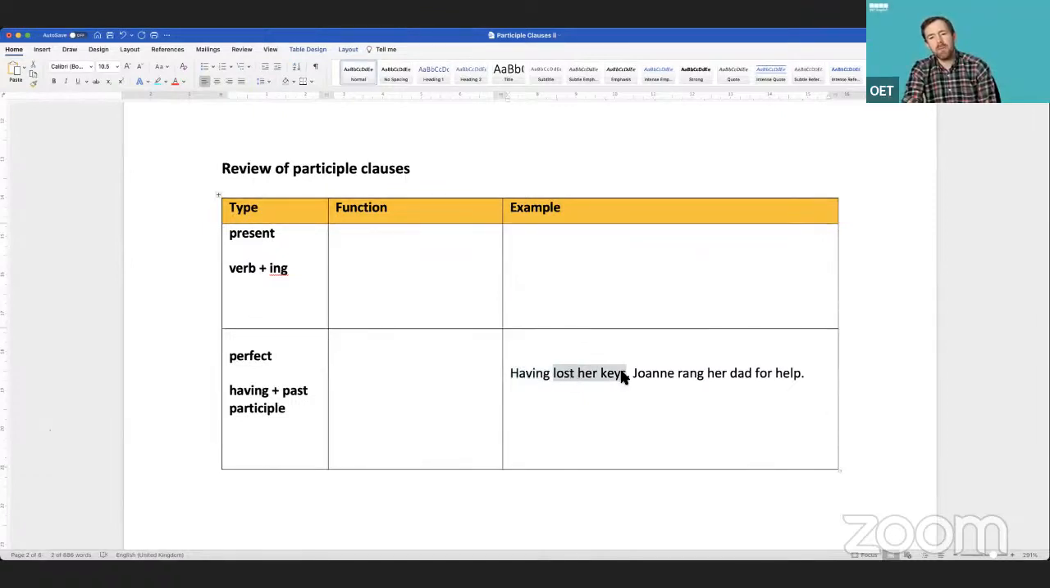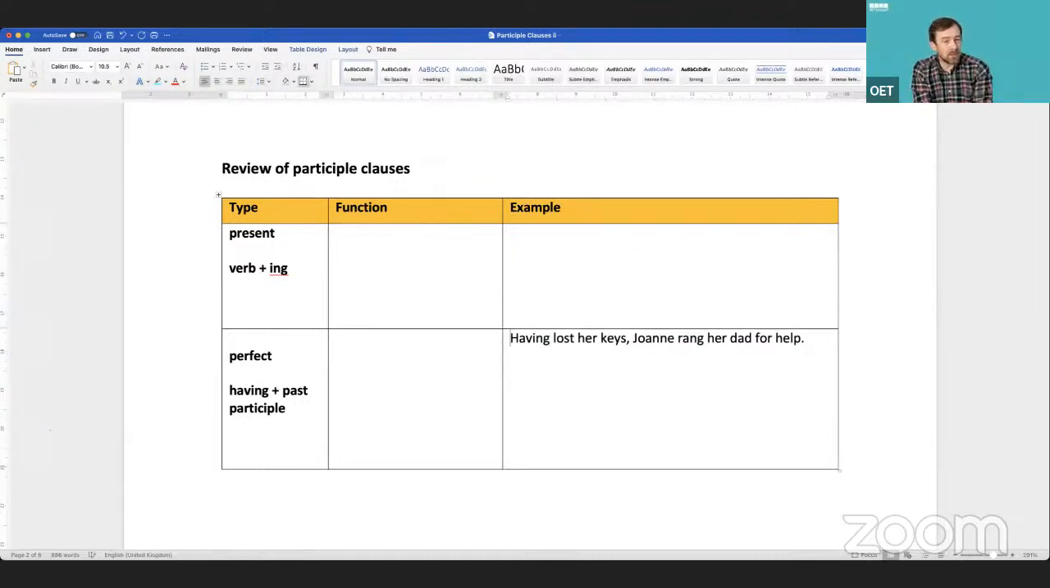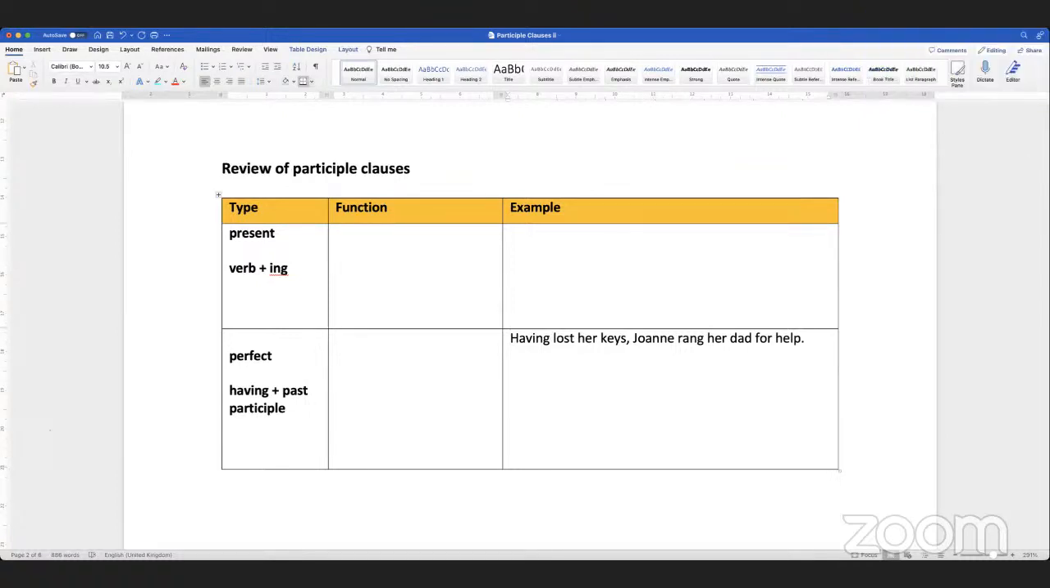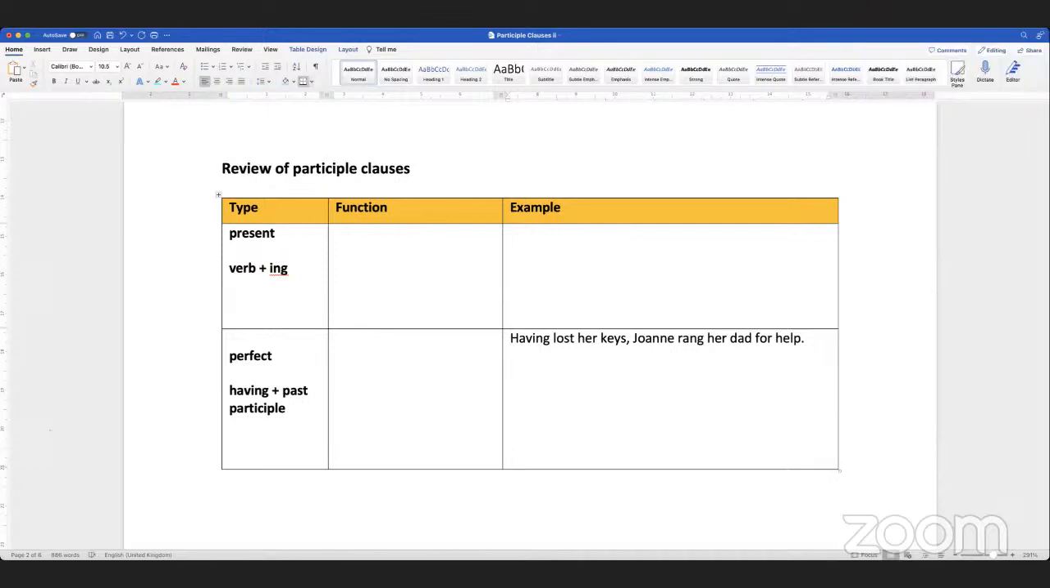Did she lose her keys before she rang her dad or after? Before. If it was after, then what you're saying is that Joanne rang her dad for help and then she lost her keys. But that seems a bit strange, because you're thinking, well, why did she ring her dad? Why did she need help? What is the reason? If you put it the other way round, then now I can see she rang her dad for help because she lost her keys.